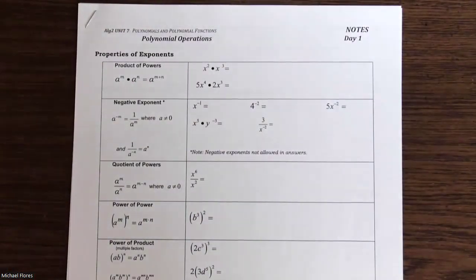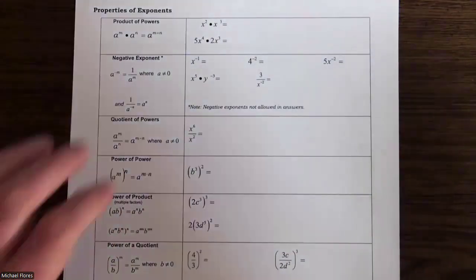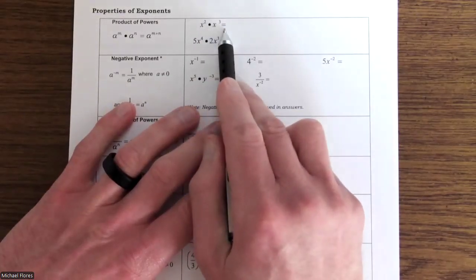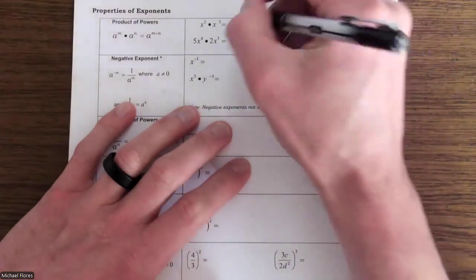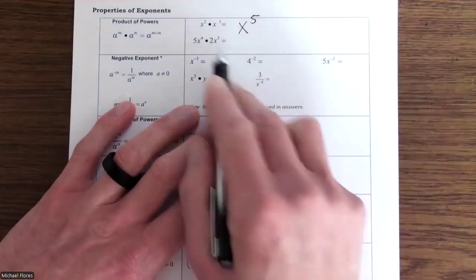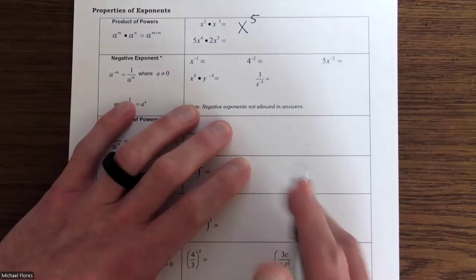Unit 7, Day 1. Reviewing our properties of exponents. Product of powers. Here we have a multiplication problem: x squared times x cubed. Our final answer here is going to be x to the fifth. When multiplying, make sure you add the exponents.